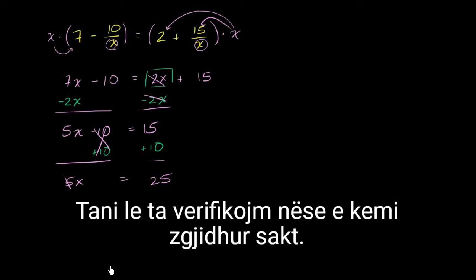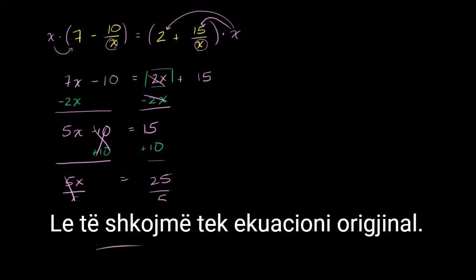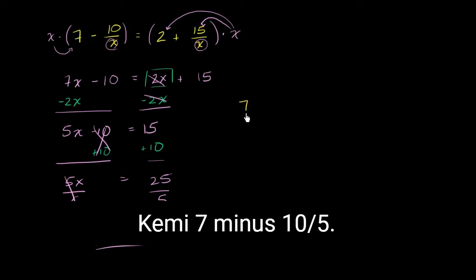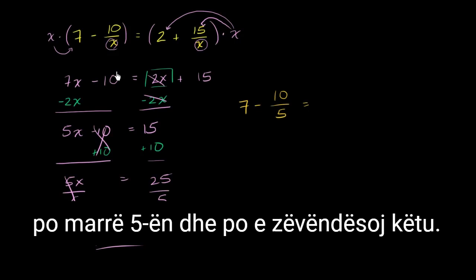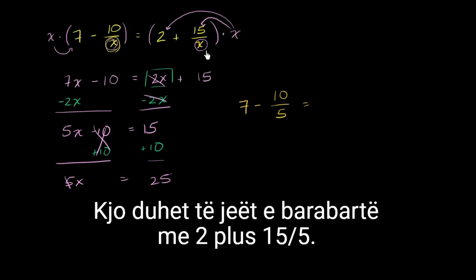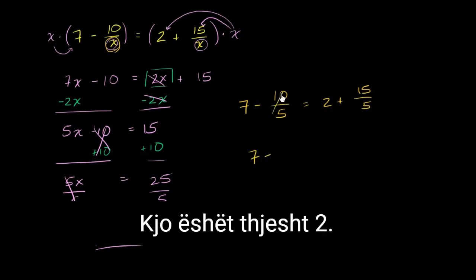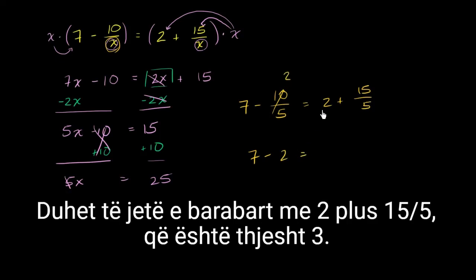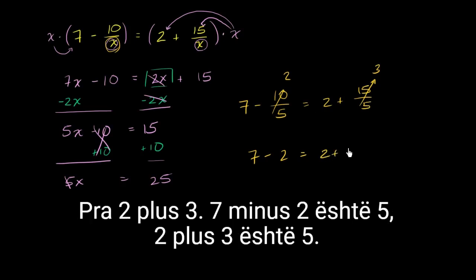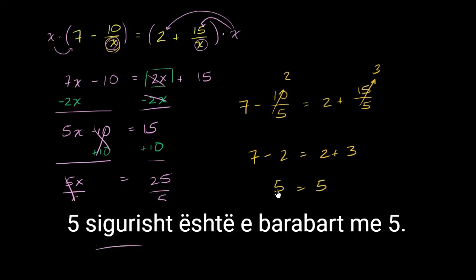Now let's verify that this actually worked. So let's go back to the original equation. We have 7 minus 10 over 5. This needs to be equal to, I'm just taking our 5 and substituting it back here, 2 plus 15 over 5. So this is 7 minus 10 over 5. This is just 2. Needs to be equal to 2 plus 15 over 5, which is just 3. So 2 plus 3. 7 minus 2 is 5. 2 plus 3 is 5. 5 is indeed equal to 5. And we are done.